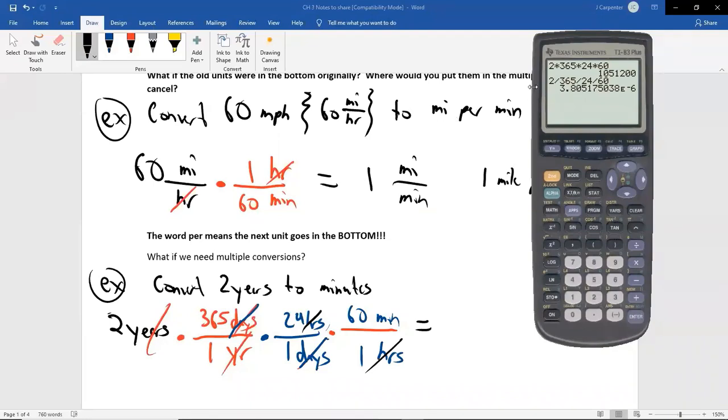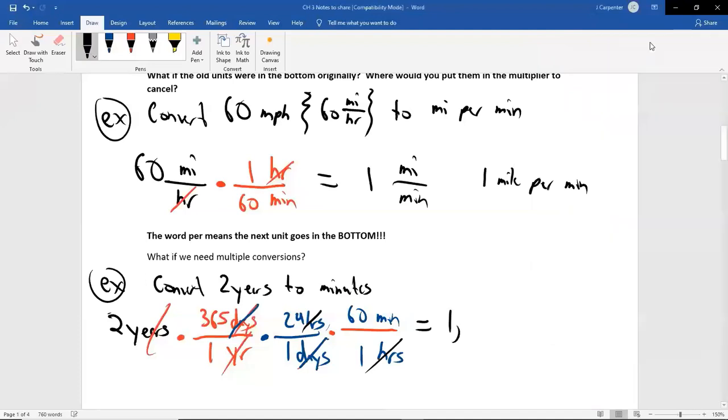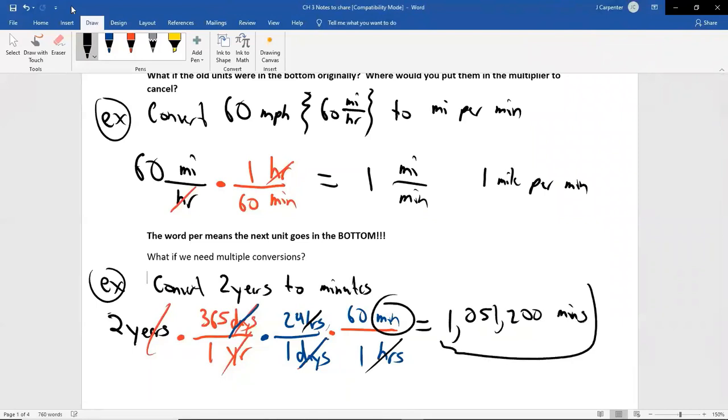And yes, we do get the 1051200. I'm going to put commas in here to make this prettier. 1 comma 051 comma 200. Well, what are the units? The one that we haven't canceled, these are minutes. So 1,051,200 minutes is equivalent to 2 years.